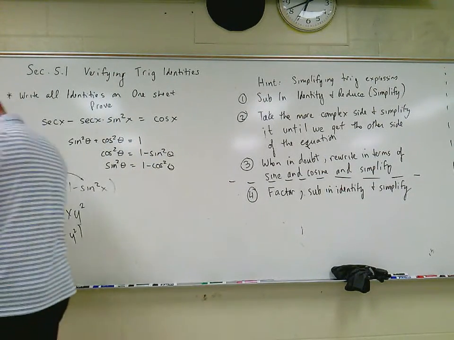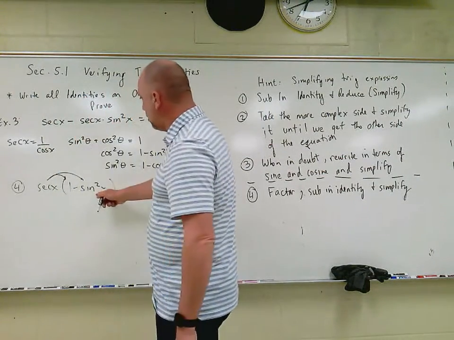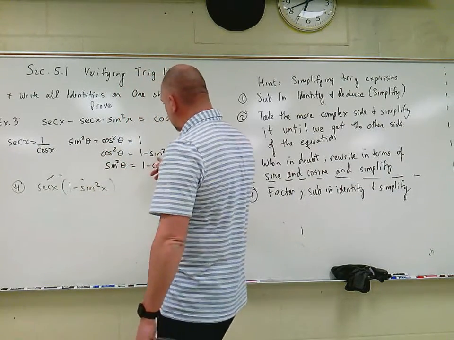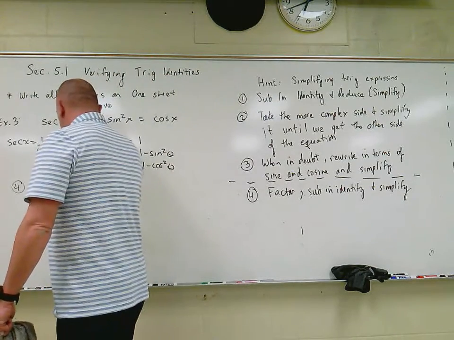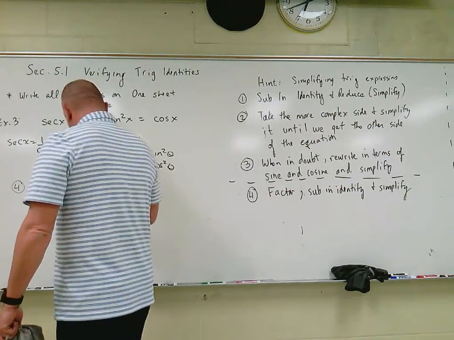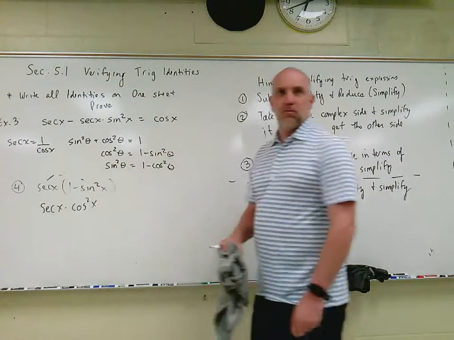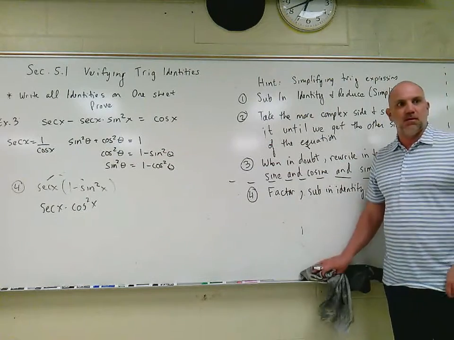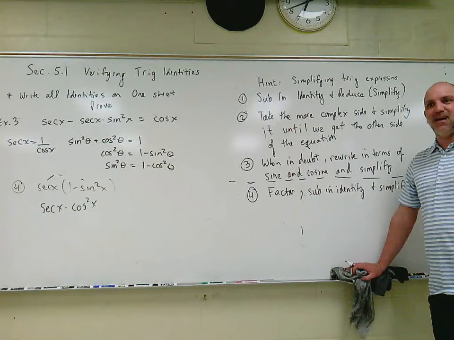Okay, so now, what can we do? Well, I can factor the secant out. Why would I do that? That unveils an identity. 1 minus sine squared is cosine squared. All right, but I just need cosine. So obviously this didn't do enough. Well, we're 1 step away from being done. Always go back to number 3. When in doubt, what do you do?